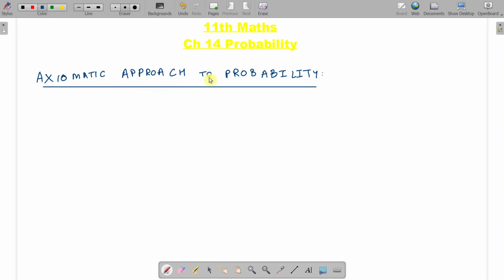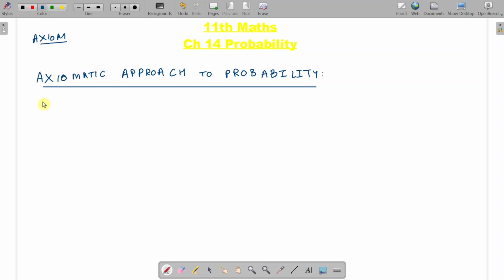Now there is another way of learning what probability is, and that is nothing but the axiomatic approach. So what does axiom mean? An axiom is a statement which is not proved, but it is taken to be true. So let us look at the axiomatic approach to probability.